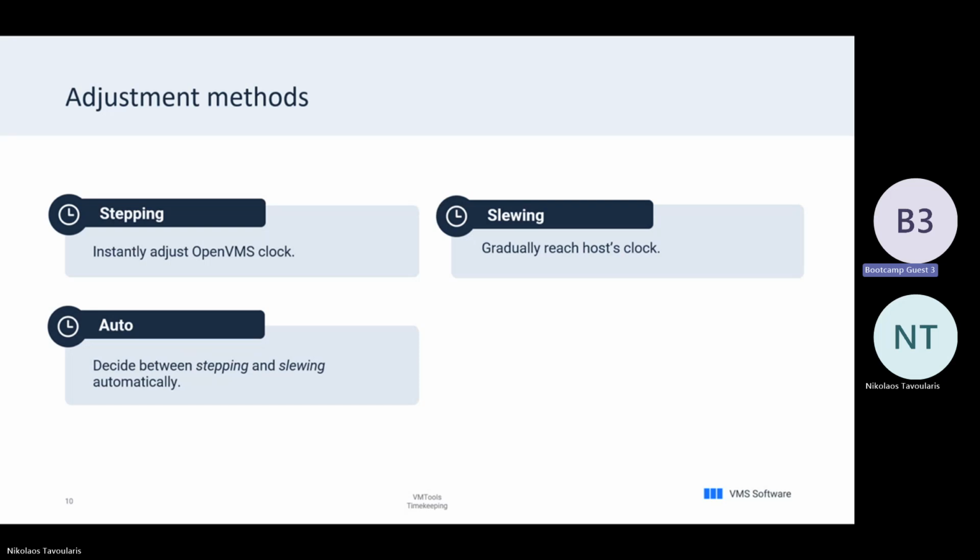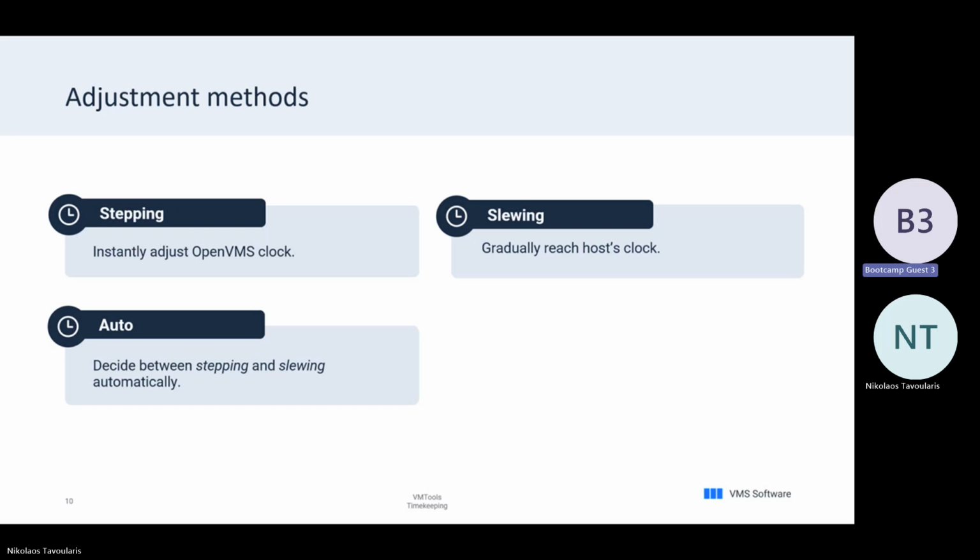But there's a disadvantage to this. We have clock jumps, and we may even jump backward in time if the OpenVMS system is ahead of the host. That's why we're using slewing. With slewing, we gradually adjust the OpenVMS time until it reaches the host clock. And finally, we have the auto method that decides automatically between these two.